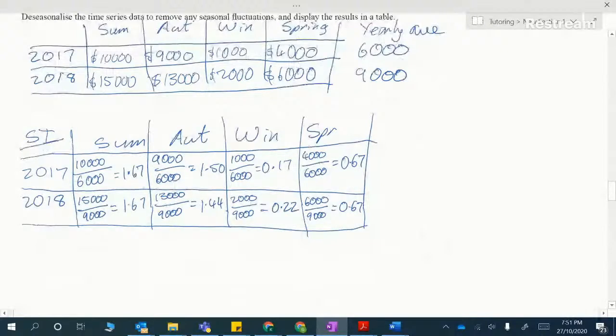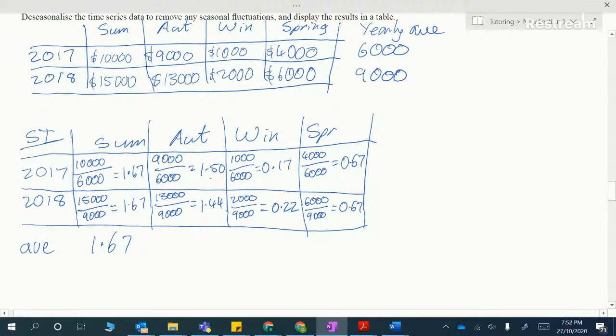We can now come up with an overall seasonal index for each season. So summer, for example, is very easy because they both agree with each other, but some of the others don't. So we need to get the average for all of summer, winter, autumn, and then spring. So we're going to average downwards. That one's easy because they're both the same.